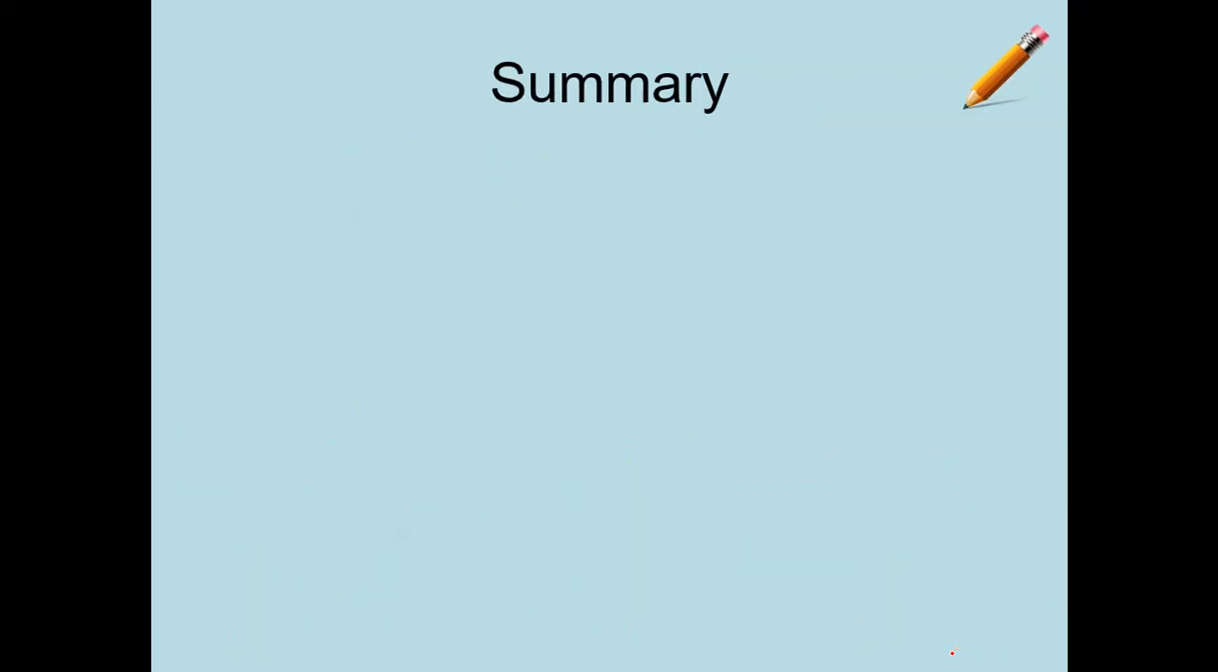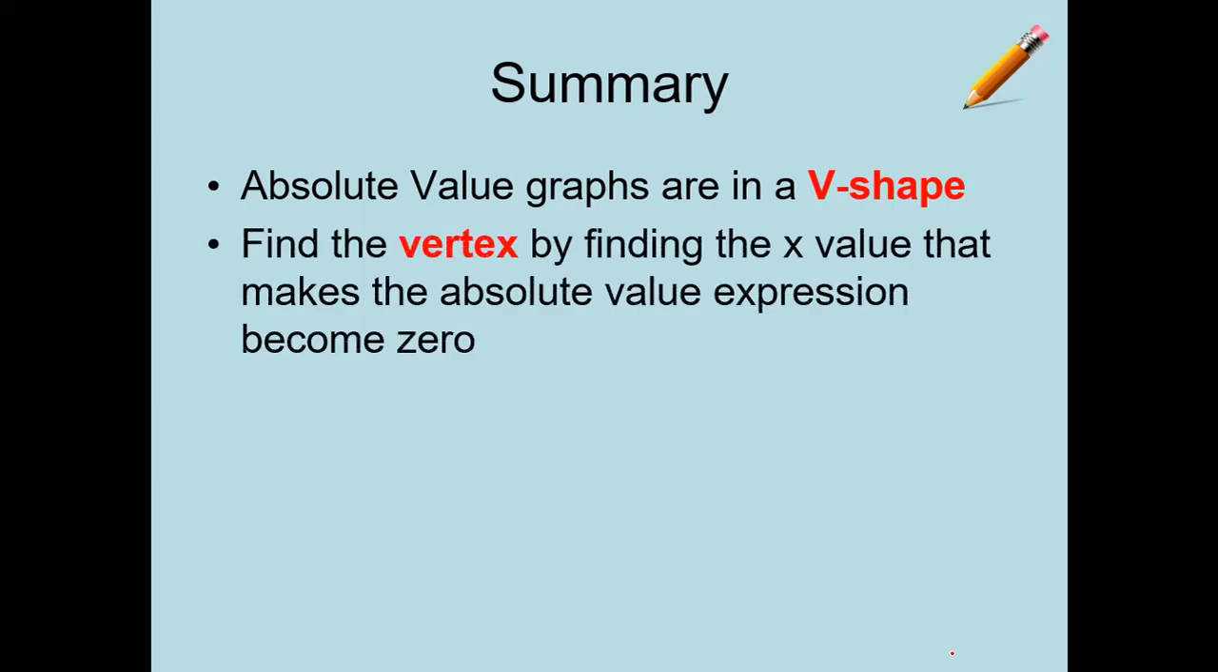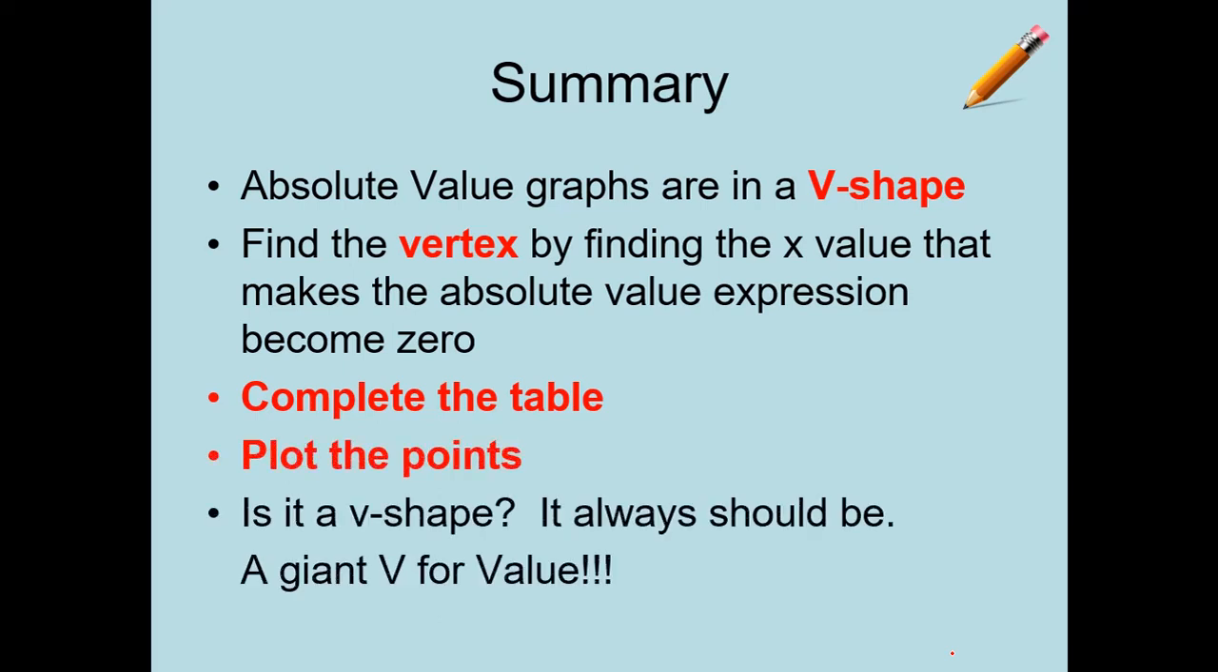In summary, stuff you want to know. Absolute value graphs are going to be a V shape at all times. If they don't turn out to a V, you plug the wrong numbers in. Find the vertex by finding the x value that makes the absolute value expression become 0. That's the key information today. Complete the table. Plot points. Is it a V shape? It should be. Giant V for value. Okay.